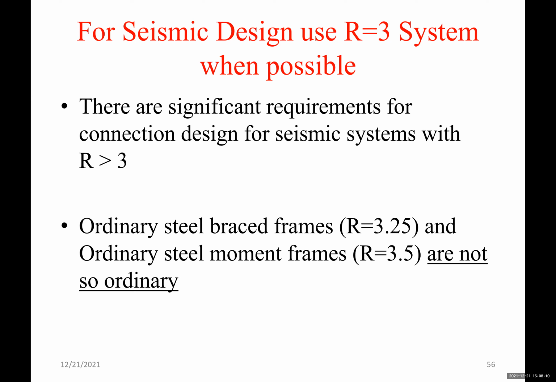Ordinary steel braced frames, for example, have R equals 3.25. So you see the difference is not much between R equals 3 and R equals 3.25, because, for example, a special moment frame has R equals 8, and a special concentric braced frame has R equals 6. The difference between 3.25 and 3 is not much, but the requirements once we are more than 3 are a lot. In addition to AISC 360, we have to use AISC 341 and satisfy all the requirements for the seismic system. Once R is more than 3, it's a seismic system, and we have to use the seismic provisions.